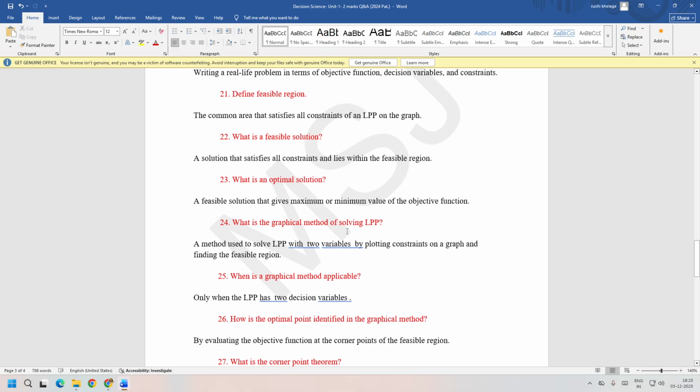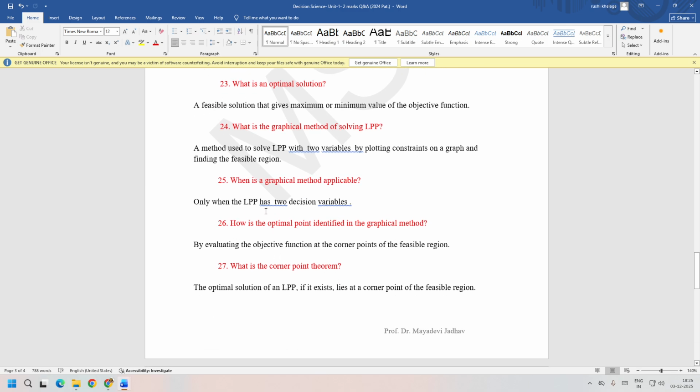What is the graphical method of solving LPP? A method used to solve LPP with two variables by plotting constraints on a graph and finding the feasible region. When is the graphical method applicable? Only when the linear programming problem has two decision variables. How is the optimal point identified in the graphical method? By evaluating the objective function at the corner points of the feasible region. What is the corner point theorem? The optimal solution of a linear programming problem, if it exists, lies at a corner point of the feasible region.